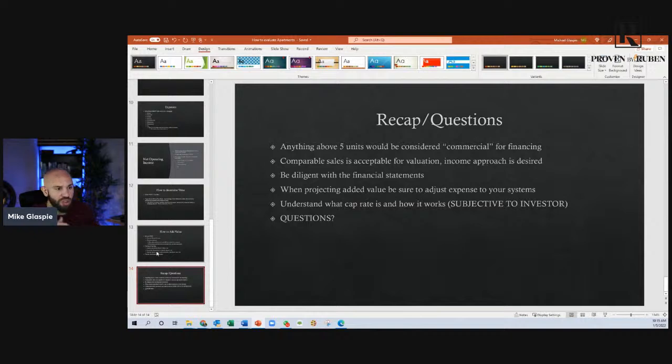All right, here goes a great question. Talking about scaling from single family into apartments as a personal investor, the question says, do you recommend starting with single family and then jumping right into something like apartments?